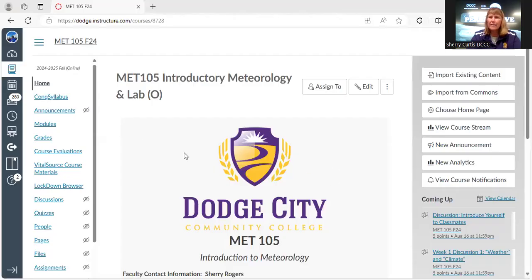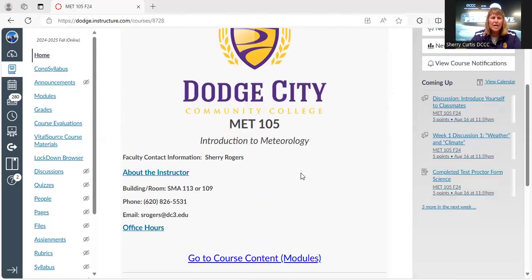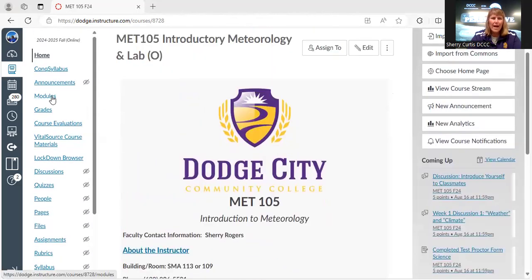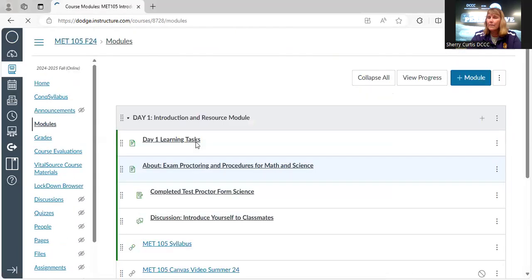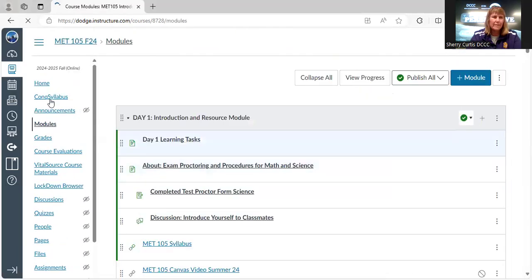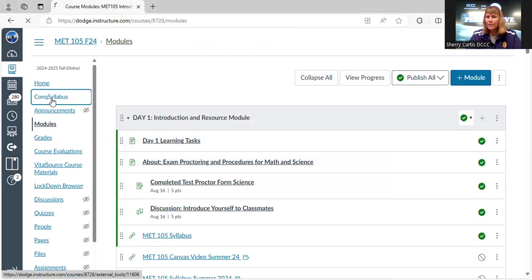Hello again. Now I would like to just go over the syllabus for the course, and I will explain some of the assignments a little more in detail. So you can access the syllabus here on the left-hand tab where it says Conc Syllabus. You can also access the syllabus in the day one module, and you can access it in the day one learning tasks as well.